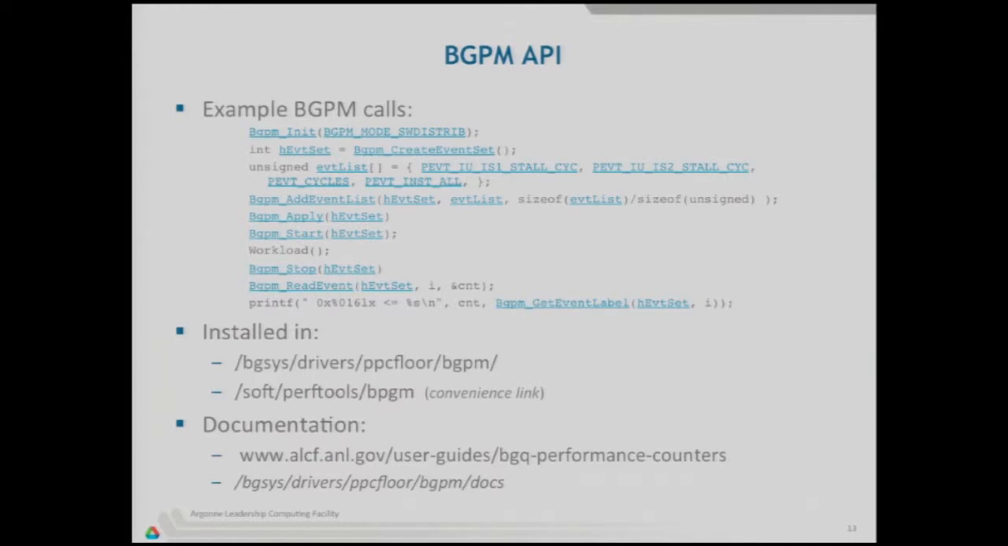But actually using this API is not very hard. I put a little snippet here that shows by example how you can use the BGPM API. I won't go through this step by step, but what I want to point out is there are basically about 8 calls here that you have to make. Essentially, it's initialize the counters, tell it what you want to count, apply the counters to the hardware, start them, stop them, read them. So it's really not too hard to use.